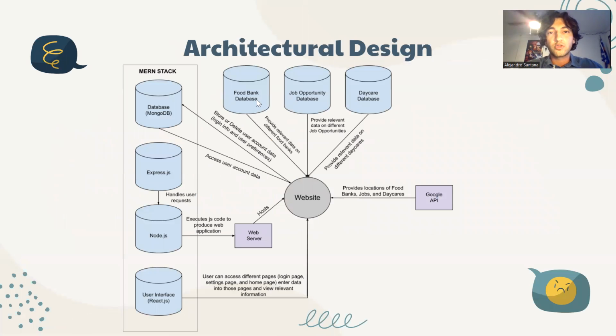So our application will be using the microservices architecture, since we'll be gathering data from multiple databases. So here we have our system context model, and for our backend web development tools, we decided to use the MERN stack. MongoDB will be the database where we store and delete user account data, and this data includes login information and user preferences, like nutritional preferences. And then from that database, users can access account data on the website.